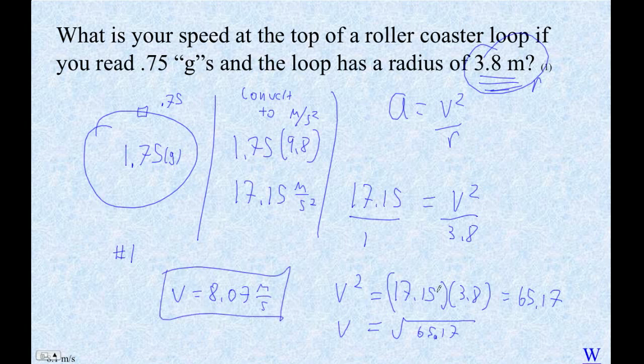Now if you notice, these units are meters per second squared times meters. You would get the units of meters squared per second squared. When you square root meters squared per second squared, you get meters per second. So it all works. It's all good.